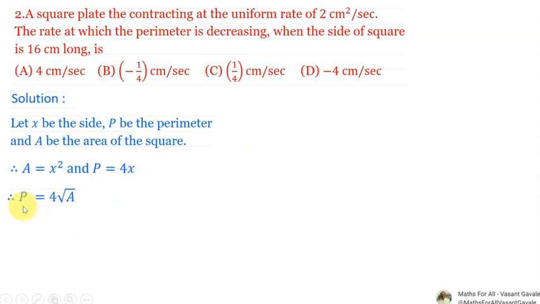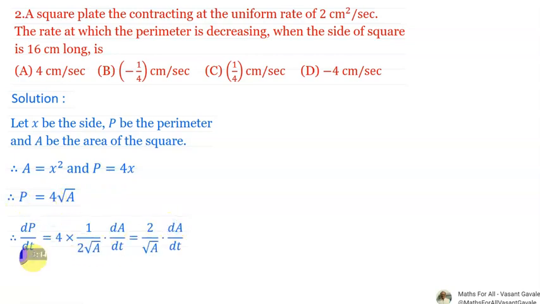Means what? We want to find the perimeter in terms of area. Therefore, p is equal to 4x. But what is the value of x? x is the root of A. Therefore, p is equal to 4 into root of A. Now, differentiate this with respect to t. Therefore, 4 into the derivative of root of A, which is 1 upon 2 times root A, into dA by dt. After simplification, you will have 2 upon root of A into dA upon dt. And hence, we have 2 upon x. What is the value of root of A?